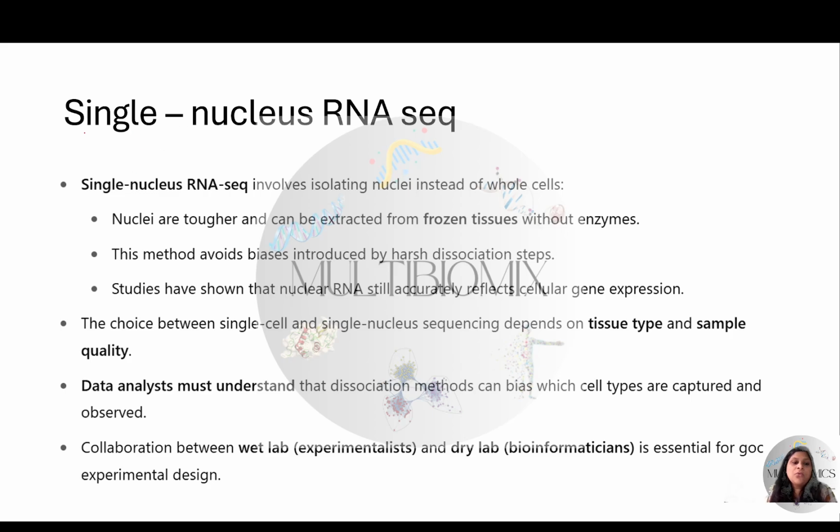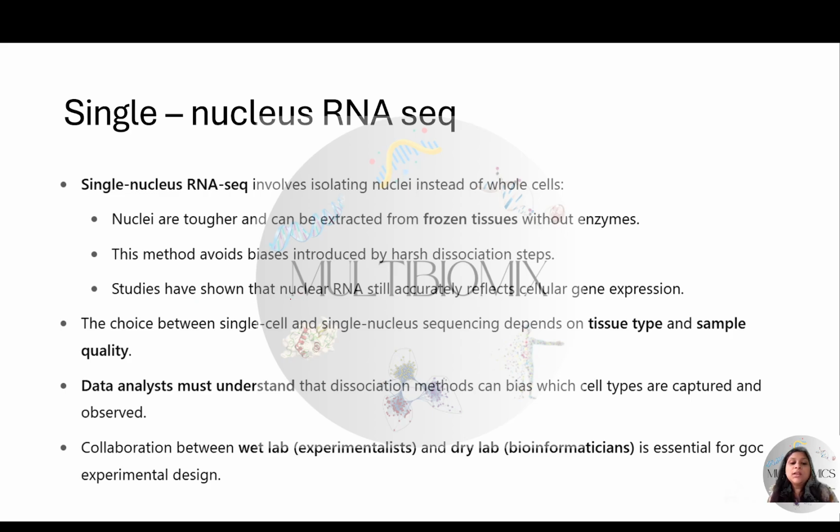But we can go not only for single cell RNA-seq, we can also go for single nucleus RNA-seq. Single nucleus RNA-seq involves isolation of the nucleus instead of whole cells. Now the nucleus is tougher than the cell membrane, so the RNA molecules are intact even in frozen tissues, right? And they can be extracted even without the use of enzymes. One of the advantages of single nucleus RNA-seq is that it avoids biases, because whenever the cell is in harsh conditions, the cell may rupture or get dissociated, but the nucleus may remain intact and those RNA molecules can be taken for further analysis.